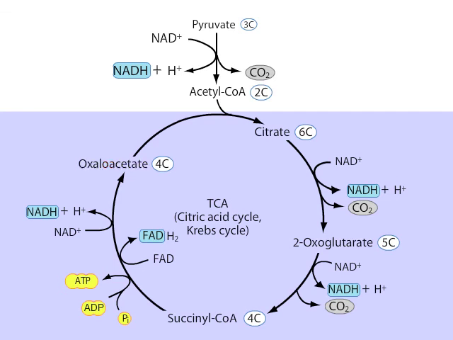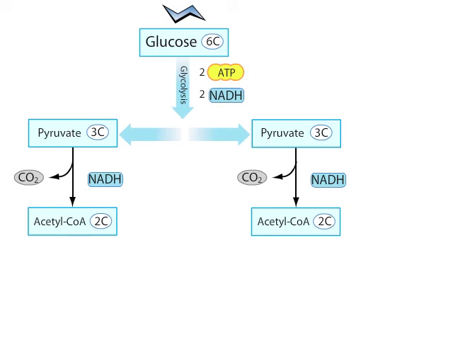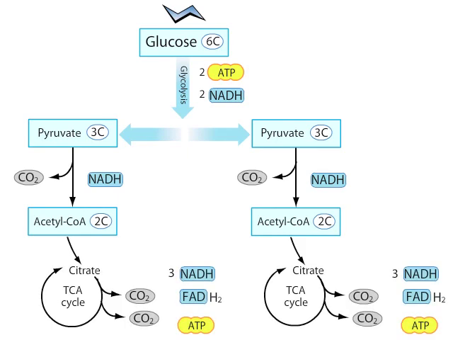From these catabolic pathways, glycolysis, the oxidation of pyruvate, and the TCA cycle, a small number of ATP molecules are produced. However, NADH and FADH2 are also formed, and they will transfer their high-energy electrons to the electron transport system, or ETS. In the ETS, the energy is transformed, ultimately producing a large number of ATP molecules.